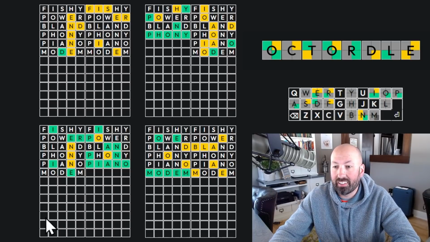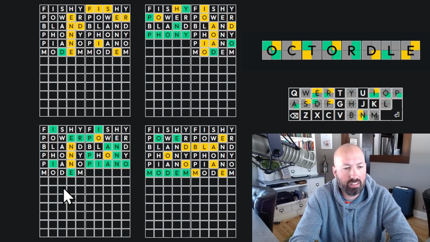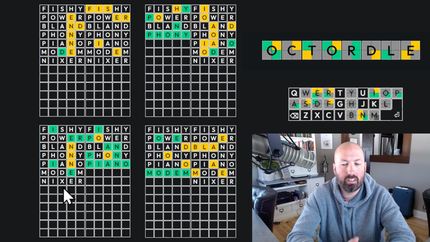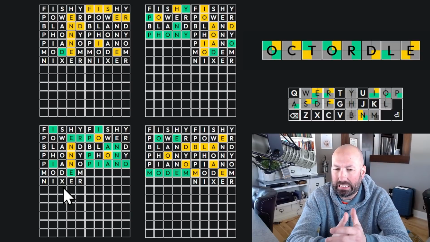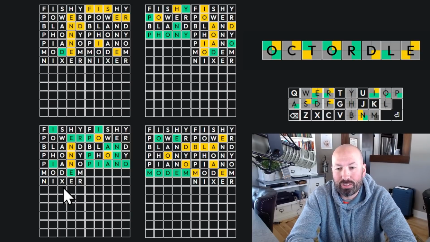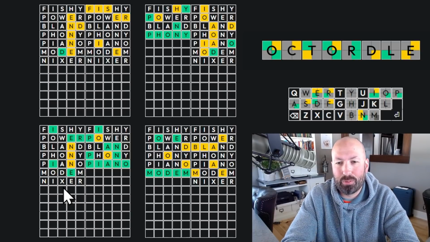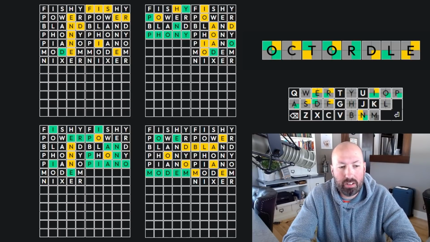Oh, and it's not minor. See? There's no M in it. So I think it's either N-I something E-R. I mean, Niger is a country, or Niger. I think it's probably pronounced Niger. I haven't done enough Octordle to know if country names would be acceptable. What else could it be? So it's either N-I something E-R.